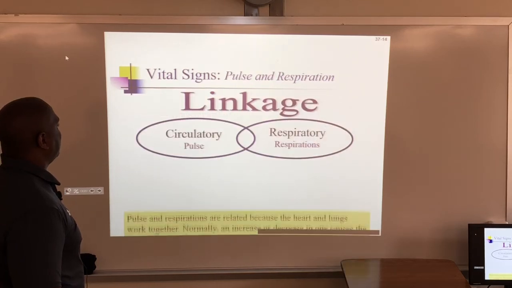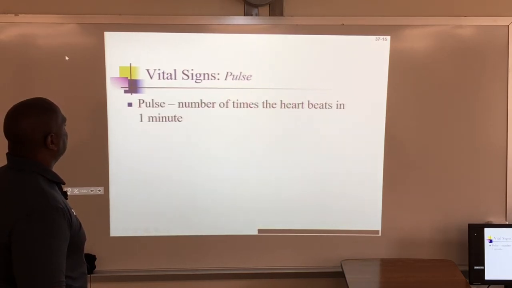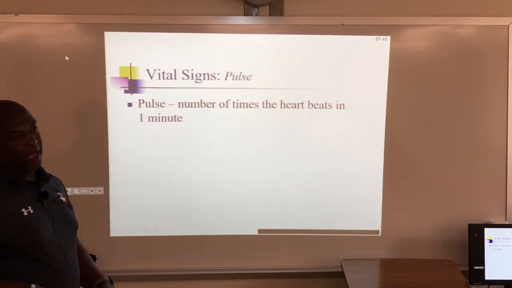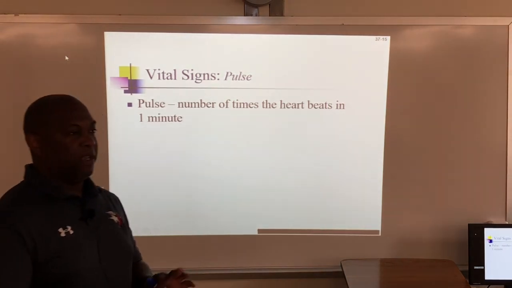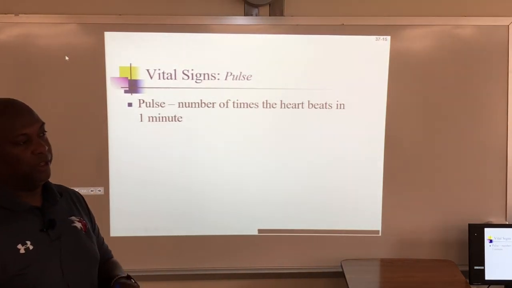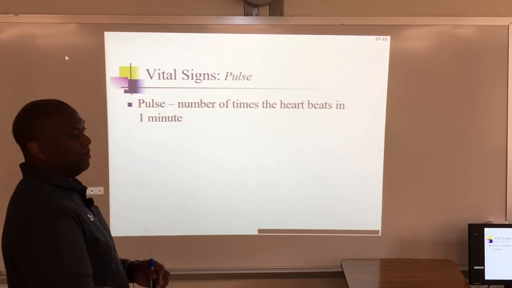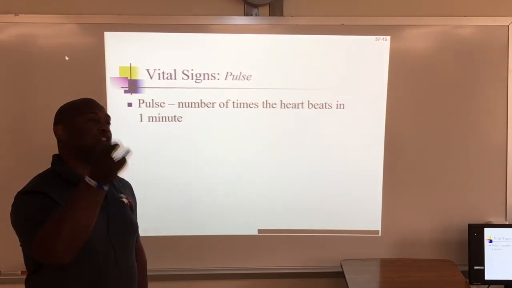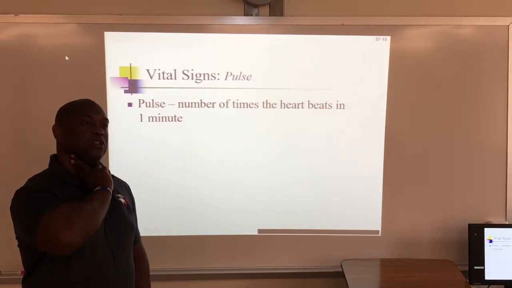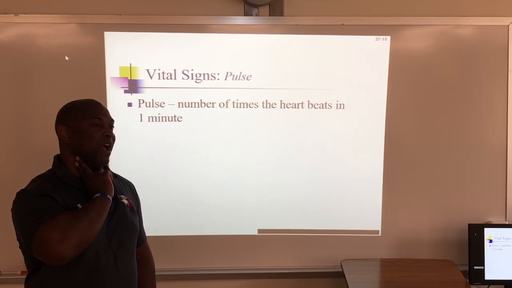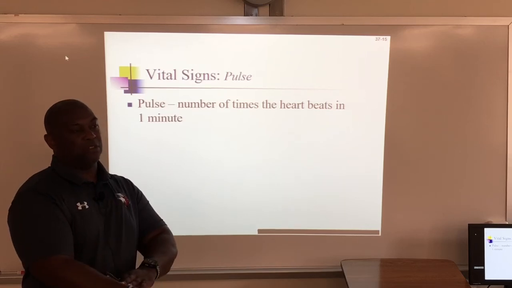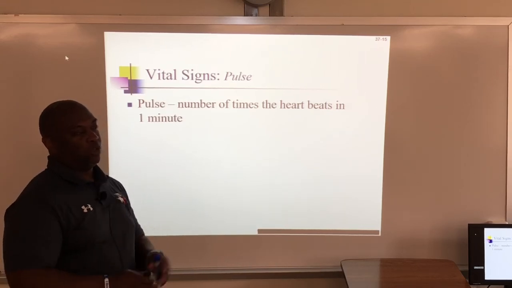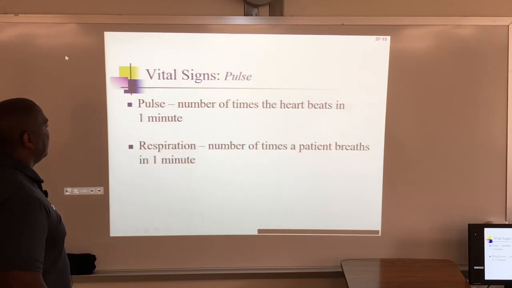We're going to skip past this. Pulse: the number of heartbeats in 1 minute. I think we talked about the pulse being 60 to 100 beats per minute. Most of the time, we take our pulse radially. A lot of times you'll see people when they're jogging take their pulse on the carotid artery right here. But most of the time, we'll take it on our wrist, and 60 to 100 is normal.